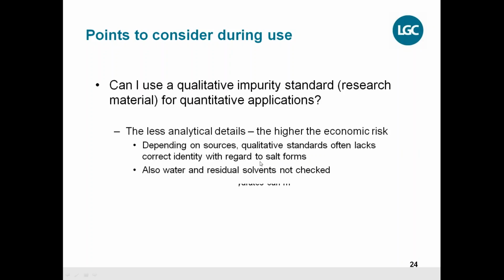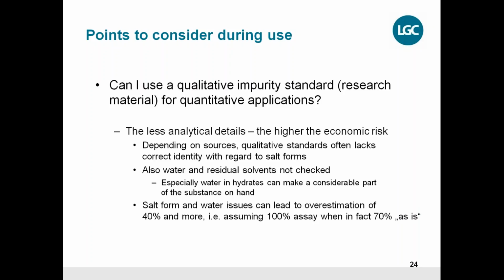But one salt form, of course, is also the hydrate, and especially water in hydrates can make up a considerable part of the substance on hand. And when you have a lot of water in the material, which was not checked, and then also, for example, a different salt form than what you would have expected, then these two issues combined can easily lead to an overestimation of 40% of your material or more. What I mean is that you would be calculating with 100% assay because the chromatographic value was quite close to that, when in fact the material is just 70%, with a real assay of 70%.